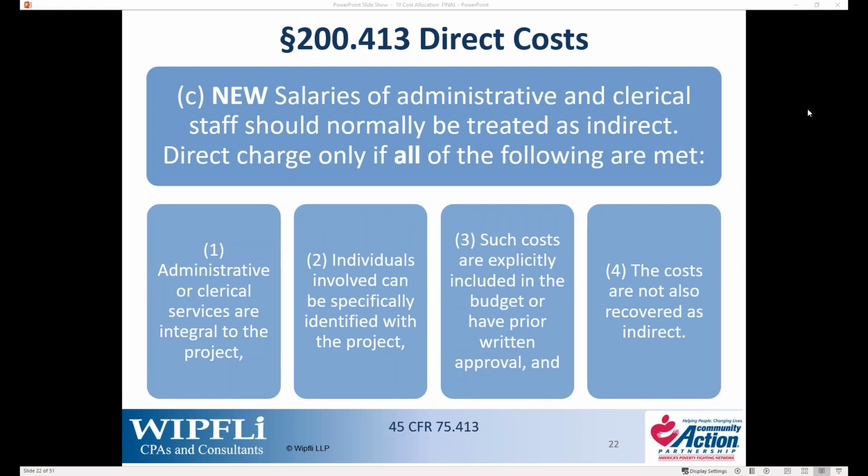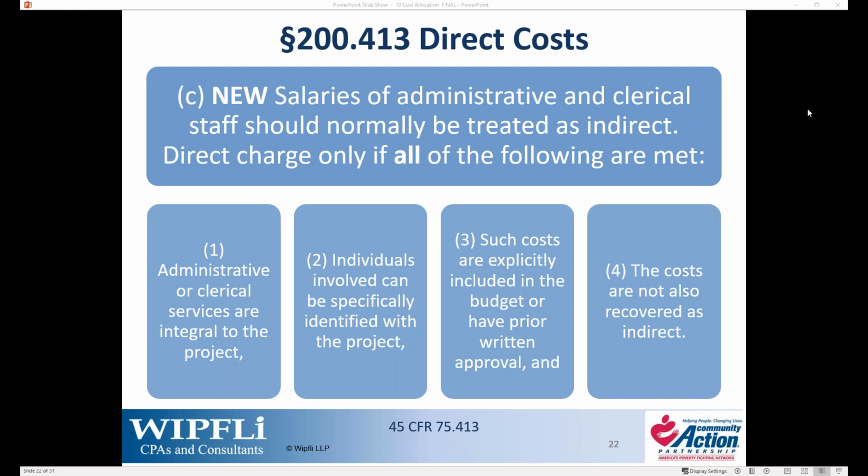Now, there is a section in Uniform Guidance that talks about these administrative costs. It says that salaries of administrative and clerical staff should normally be treated as indirect. That means you need to allocate it using an indirect cost rate. And it says directly charge only if all of the following are met. Number 1, that the administrative or clerical services are integral to the project, meaning the program can't operate without them.